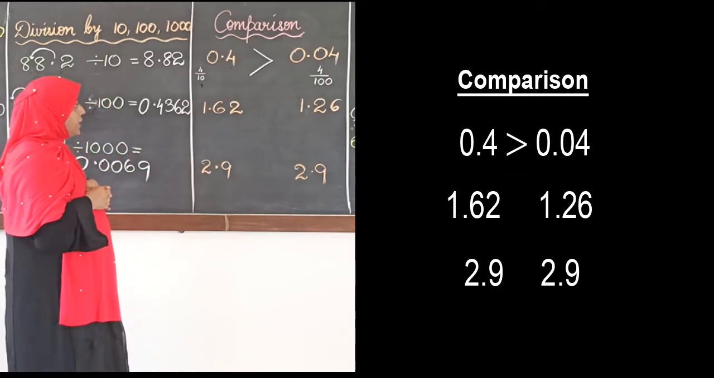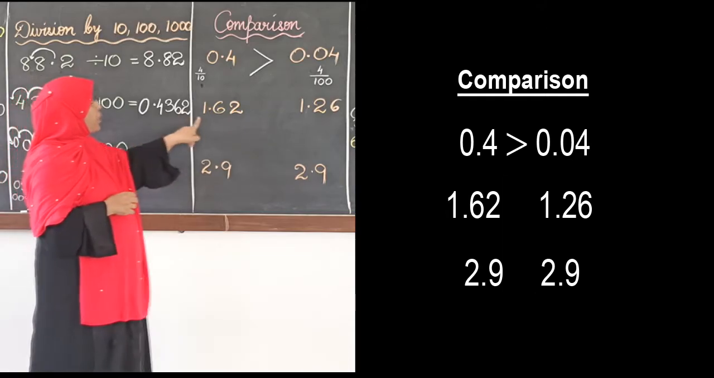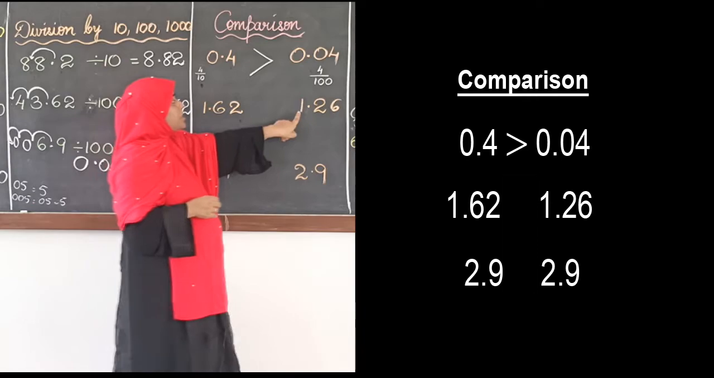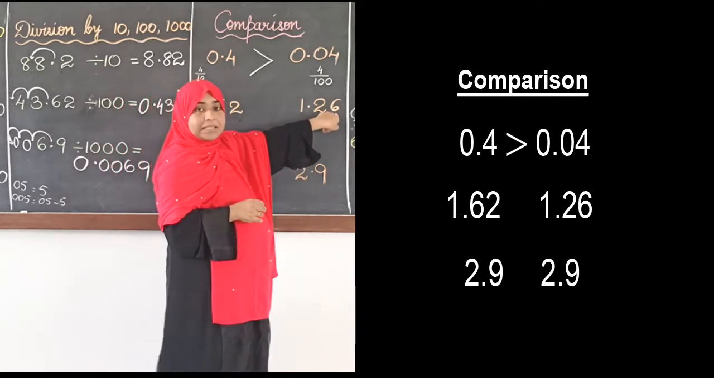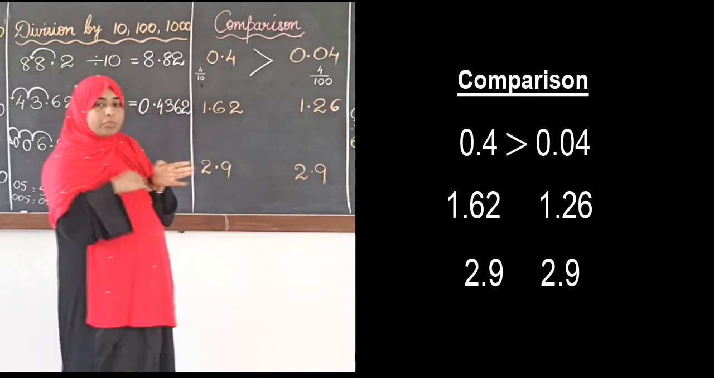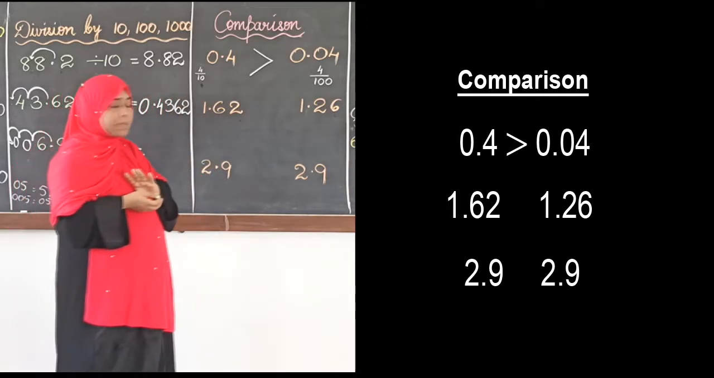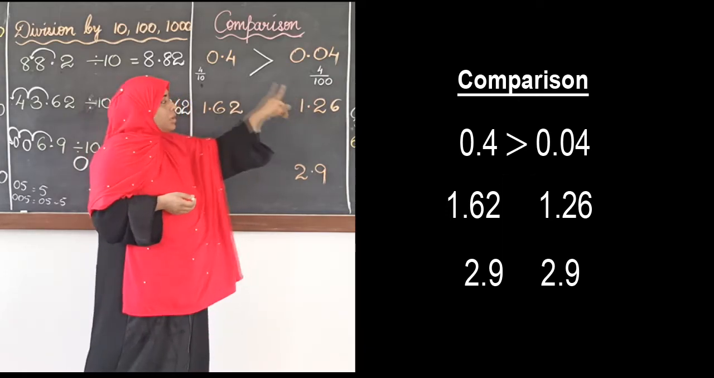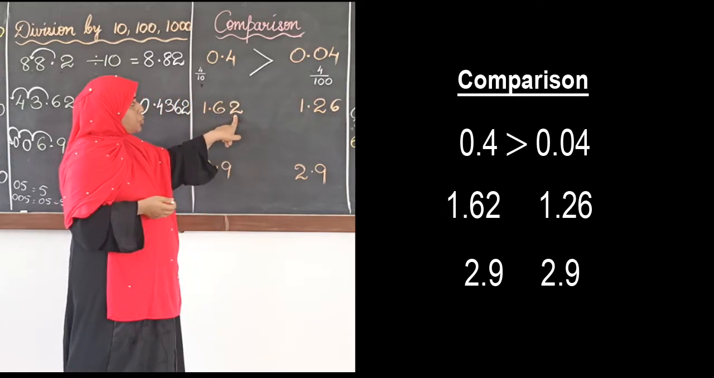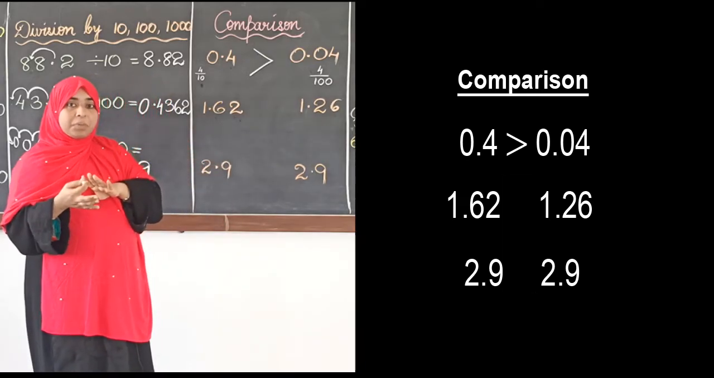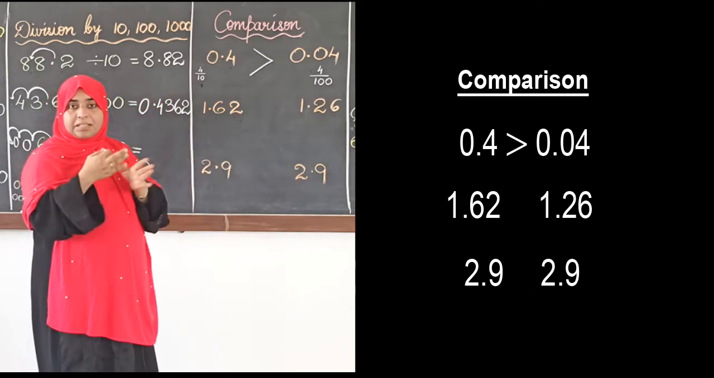Okay, the second example that I have here is 1.62 and the other number I have here is 1.26. Now the whole numbers 1 and 1 are the same, right. So we move on to the decimal part. 6 2 or 2 6, which will be big? 6 2 will be big or 2 6 will be big? Definitely 6 is greater than 2.